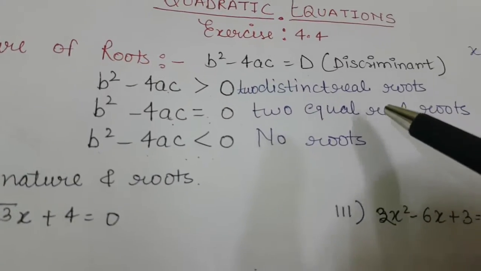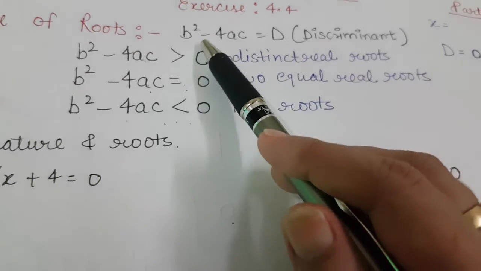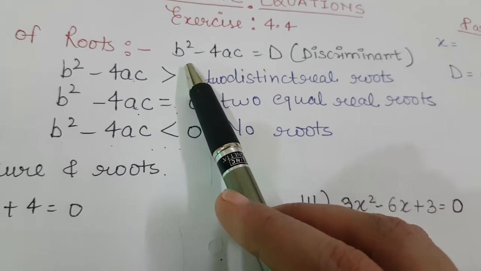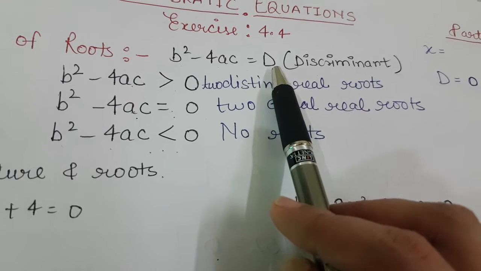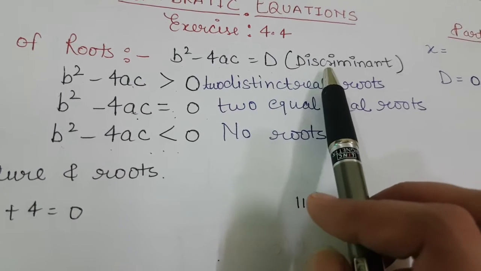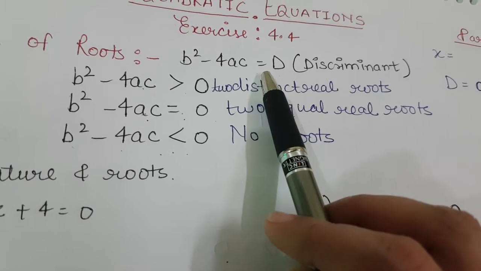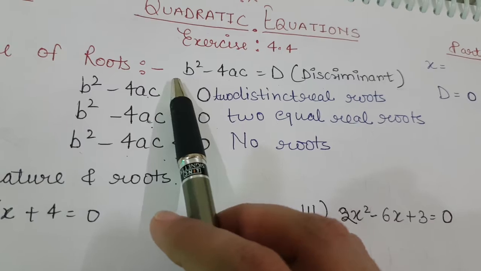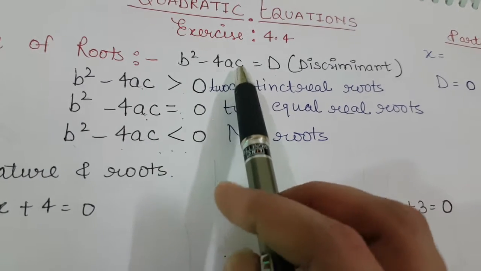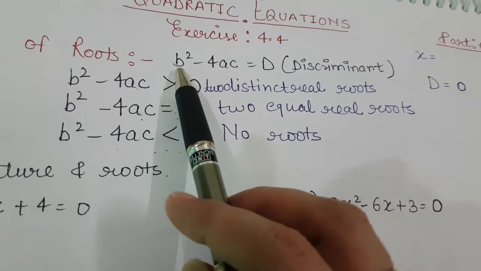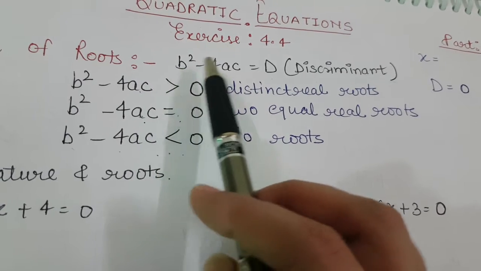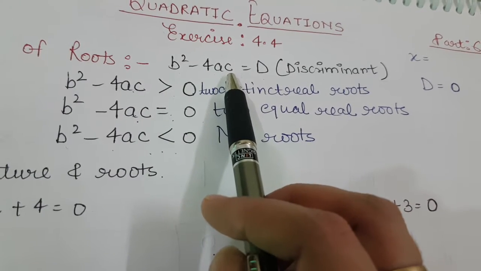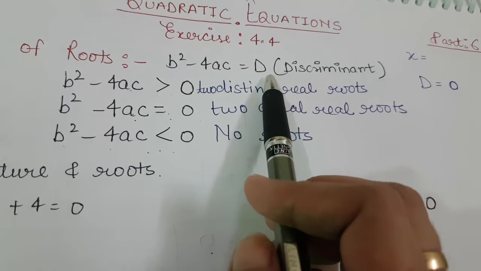So for this, again I am explaining in this video, for finding the nature of root and whether roots exist or not, we apply the formula of discriminant. The discriminant is denoted by capital D, and the formula of discriminant is b square minus 4ac. In the quadratic equation, b is the coefficient of x, a is the coefficient of x square, and c is the constant term. Put the values from the given quadratic equation and find the value of D.